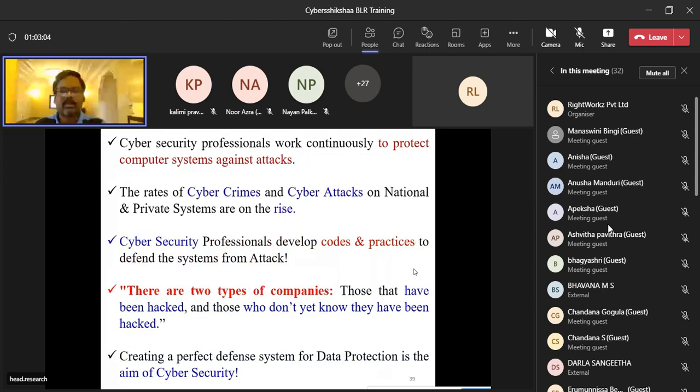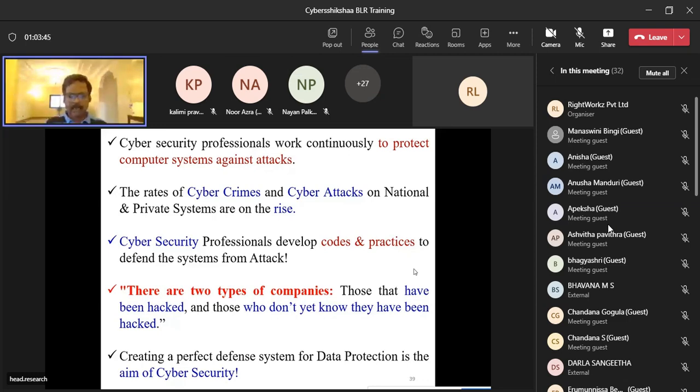So, sir, why are we using cyber security? Cyber security professionals work continuously to protect computer systems against cyber attackers and cyber criminals. The rates of cyber crimes and cyber attacks on national and private systems are on the rise, day by day it is increasing. Cyber security professionals develop codes and practices to defend systems from attacks. There are 2 types of companies in the industry: those that have been hacked already, and those who don't yet know they have been hacked.